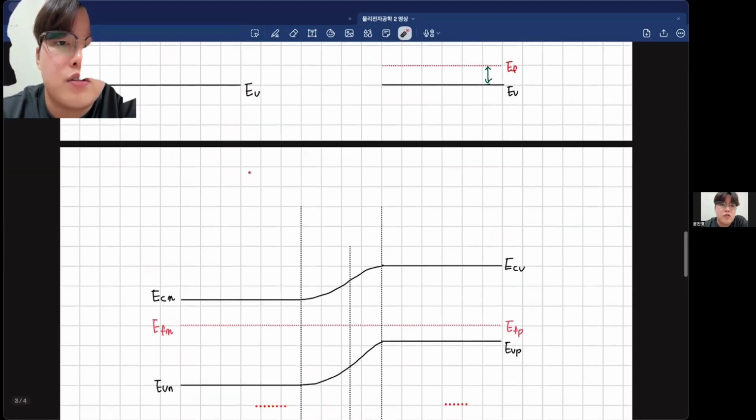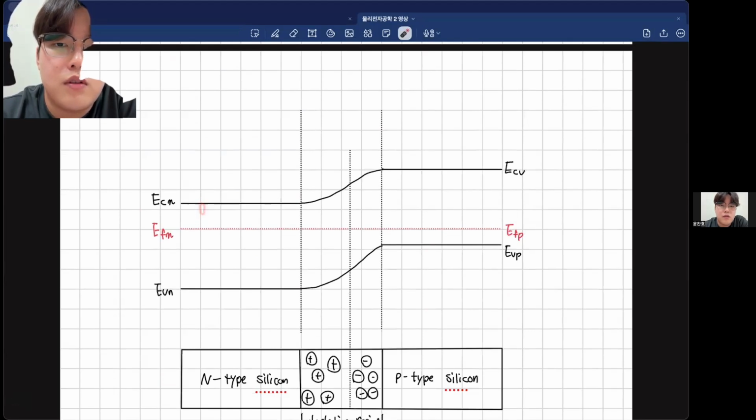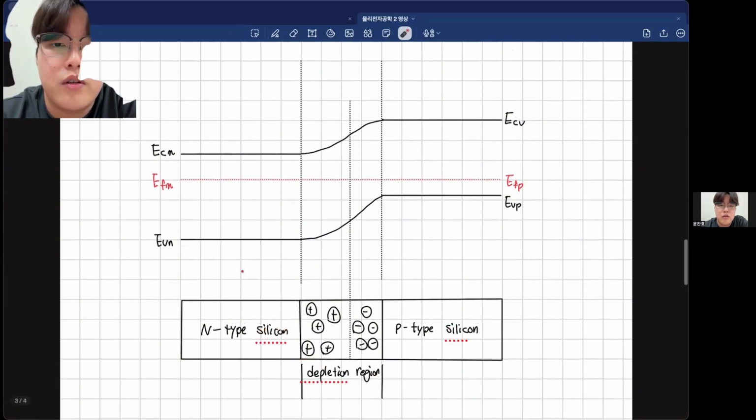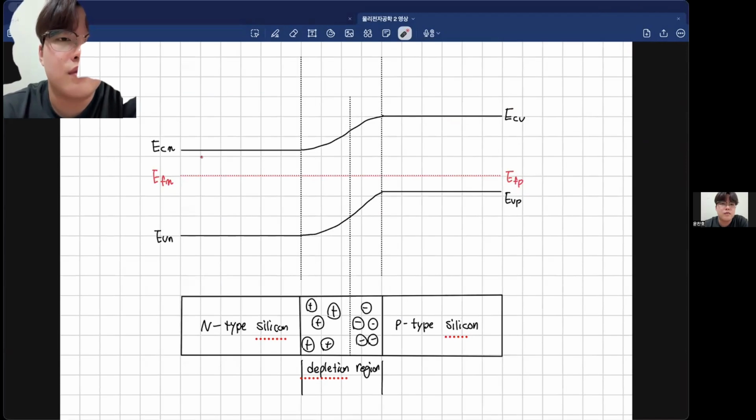And as I mentioned before, by looking at this gap and this gap, we can tell which doping is higher. The difference between the conduction band and the Fermi level indicates the electron concentration, and the difference between the valence band and the Fermi level indicates the hole concentration.